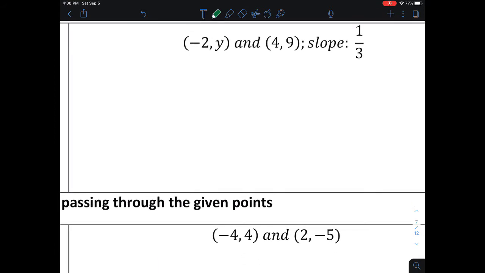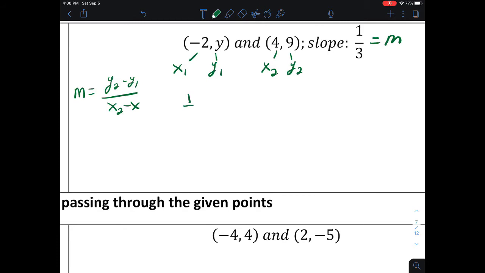Okay, let's do the same thing again, but this time we're solving for y. So we know the slope we want to have is 1 over 3. We're given the coordinate negative 2 comma y, so I'm going to label that as x1 and y1, and 4 comma 9, so x2 and y2. And we're going to set up the equation using our slope formula, m equals y2 minus y1 over x2 minus x1. We're going to plug in the information that we have.